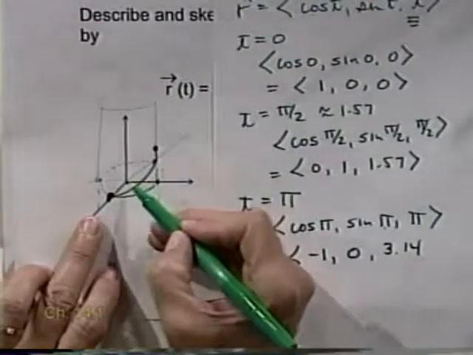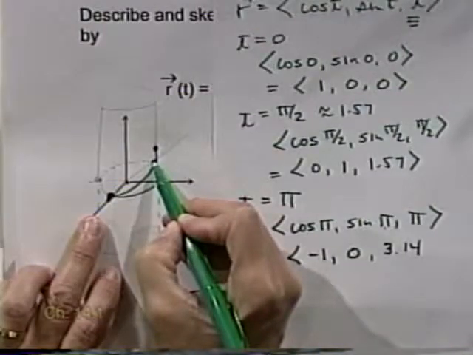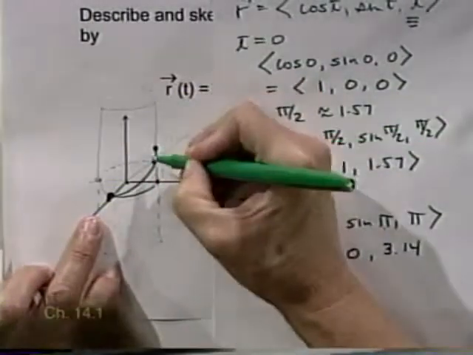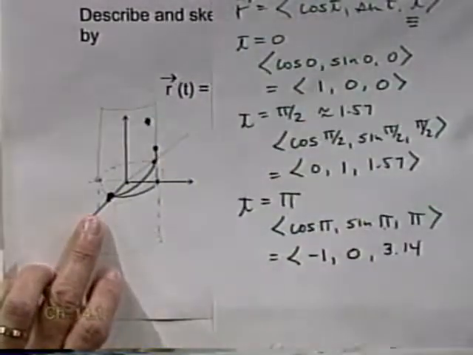So if I plot that point, go in the x direction -1, in the y direction 0, and in the z direction up 3.14. Up 3.14, I'm going to be right about there.